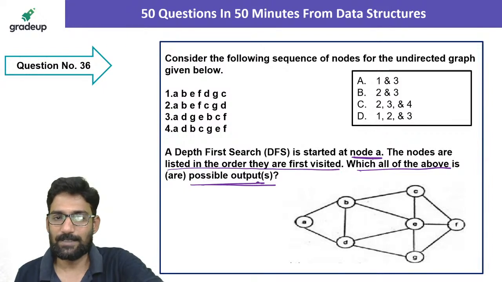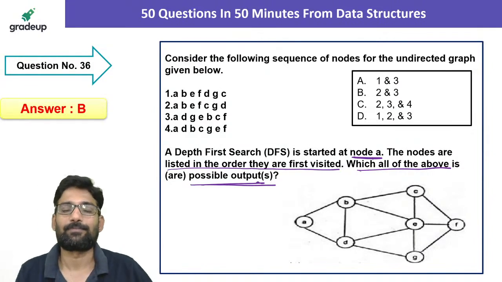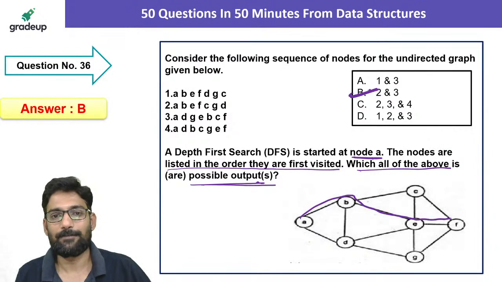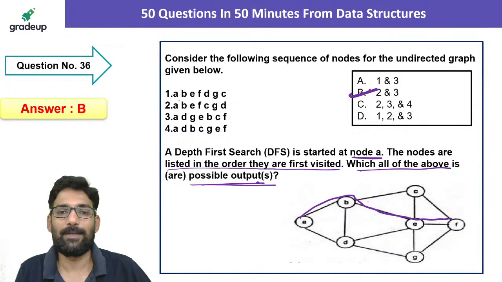So what is your answer for question number 36? Which is possible depth first sequence? 2 and 3. Yes. You see, you start with A, B, E, F, D. How D will come after F? So option 1 is wrong.